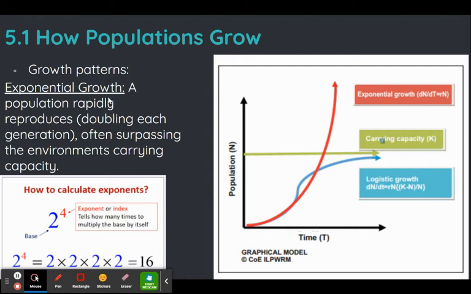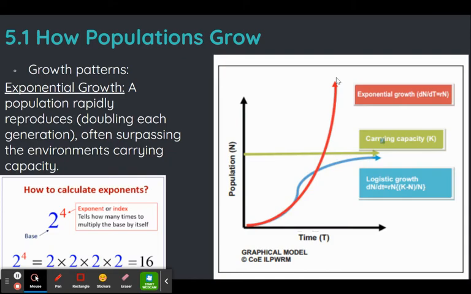So exponential growth means the population is rapidly reproducing. It's doubling itself with each generation. So if you have 2 rabbits and then those 2 rabbits breed and they each make 2 more rabbits, and then those breed and now we have 16 rabbits, it just continues and continues exponentially. In an exponential growth curve, what you often see is the population size exceeding the carrying capacity.